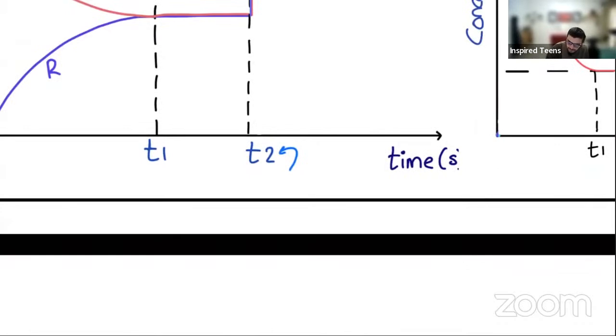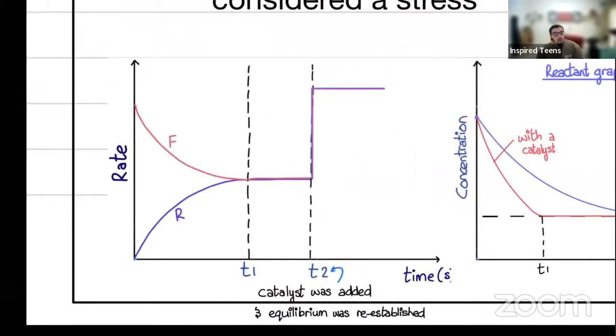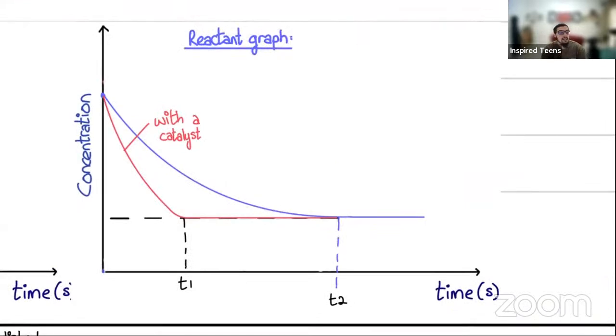So at T2, what happens is a catalyst was added, and equilibrium was reestablished essentially. So that's what happens at T2. So a catalyst is not considered a stress. It simply increases both rates and reestablishes equilibrium. That is a concentration versus time graph when we add a catalyst.